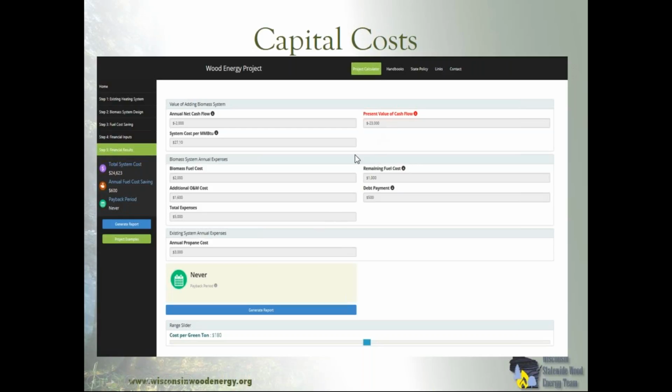So it goes through all the calculations, and basically it figures out your net present value, which in this case is negative, and basically this project will never pay back. I only had $600 a year in savings, and I got $24,000 in costs. So that's just an example. Don't use that as the fact that it will or won't work, but I'm just showing you kind of how the system lays out.